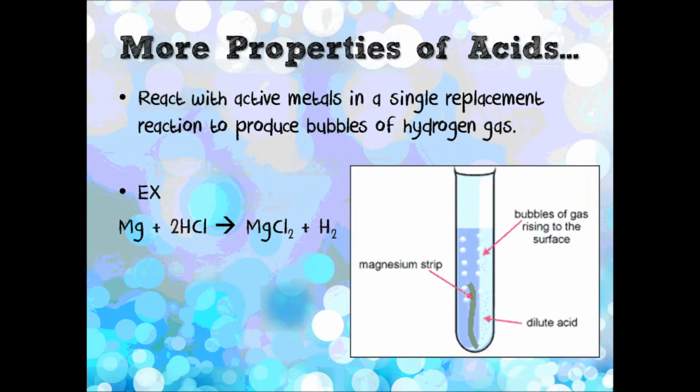They also react with active metals in a single replacement reaction, producing bubbles of hydrogen gas. For example, if you were to take hydrochloric acid and put some magnesium ribbon into it, you would form magnesium chloride, which would dissolve into the solution, but also hydrogen gas, which would rise to the surface as bubbles.